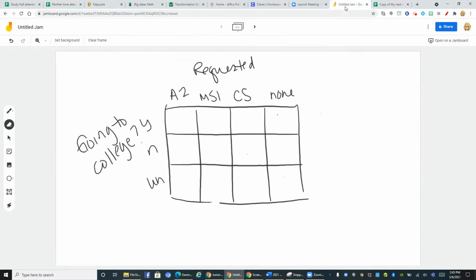So I've set up a two-way table already. As you can see, you don't just have to have two choices. You could have more than two. So I did going to college versus their requested math class to see if there's an association between their intentions of college and the math class they were going to take the next year. All of these students, by the way, were in Algebra Intermediate. So we have yes, no, and unsure for going to college. And then the requested classes are Algebra 2, Math of Social Issues, Computer Science, or nothing.